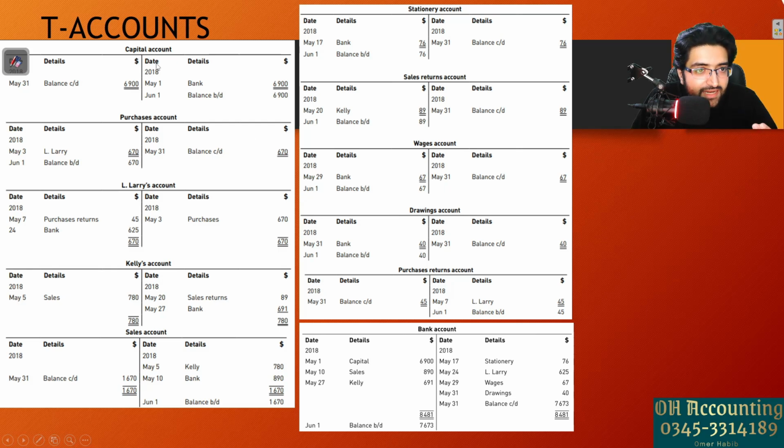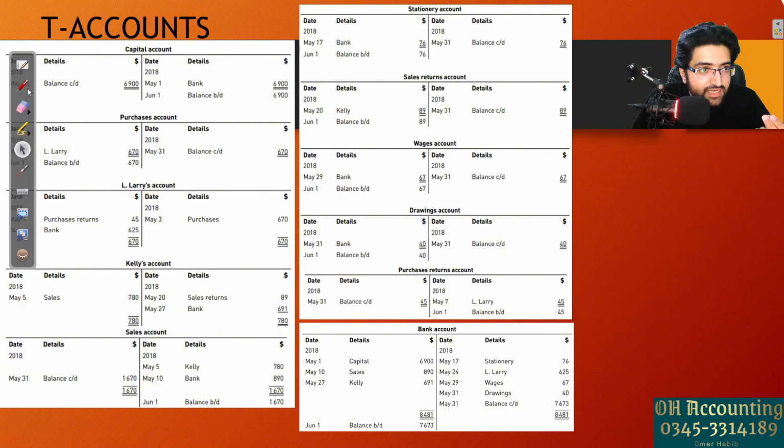We have a capital account, a purchases account. Here at the bottom you can see, one second, let me mark it. Here, this is a bank account. Okay. So this is money coming into the bank, this is money going out, and then this is the balance that we are left over with, the final balance. So in the trial balance, we will list down only the final balances of the accounts.